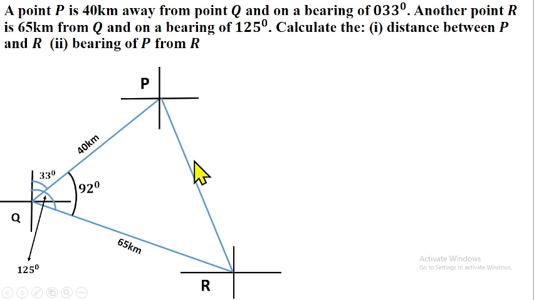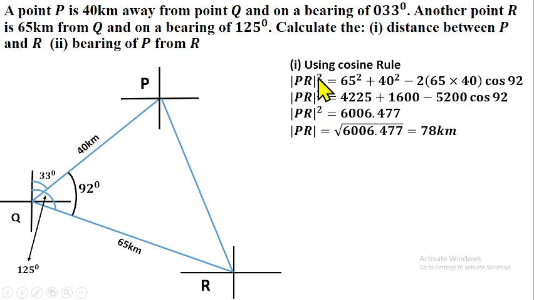That will be the side PR squared. PR squared will be equal to this side squared plus this side squared minus 2 multiplied by this side and this side, which is 2 times 65 times 40 cos the angle facing this side, which is 92. So we have cos 92. If you simplify that further, 65 squared is 4225 plus 40 squared is 1600. This time they give us 5200 cos 92. This plus this, then minus 5200 cos 92.